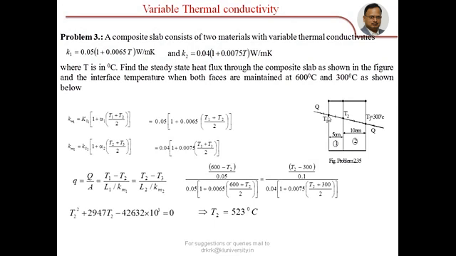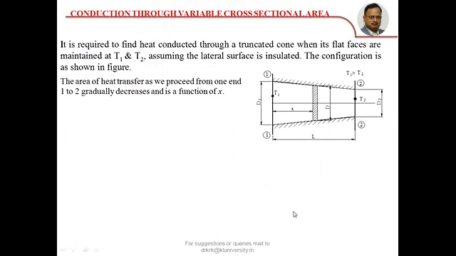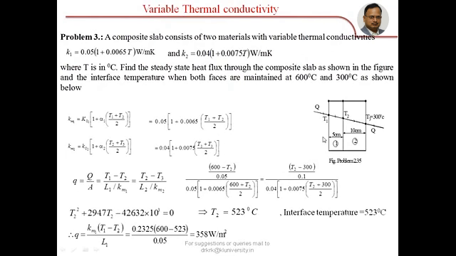Q is equal to T1 minus T2 by L1 by K mean 1, into area 1. So Q is equal to K mean 1 into T1 minus T2 by L1. You will get the answer 358 watt per meter square. You can also determine this Q by using the formula K mean 2 into T2 minus T3 by L2, because the same heat has to flow. So that is about the variable thermal conductivity.